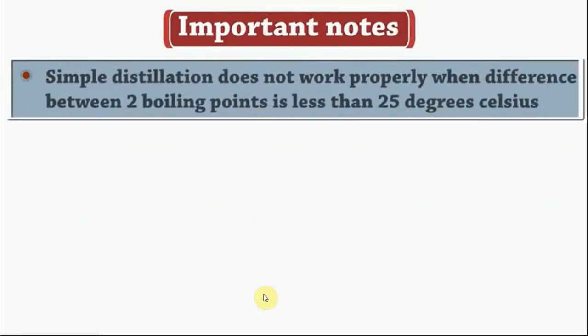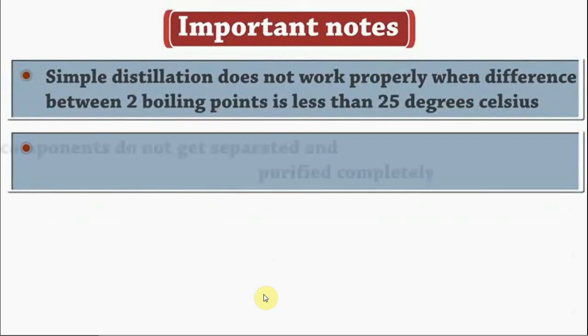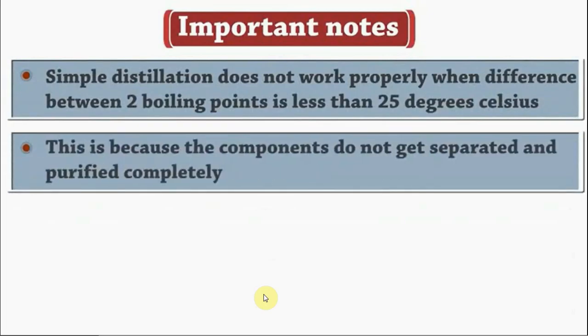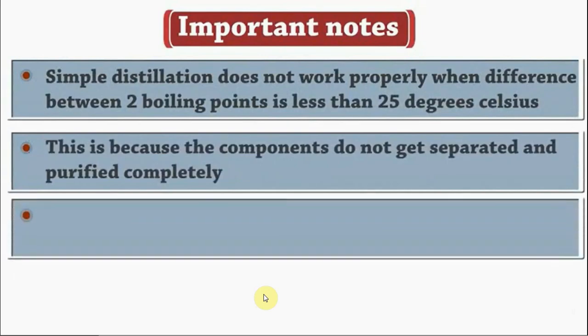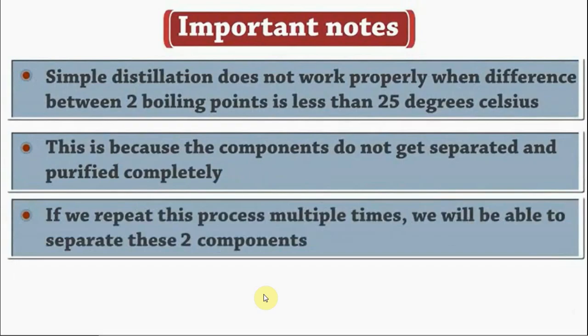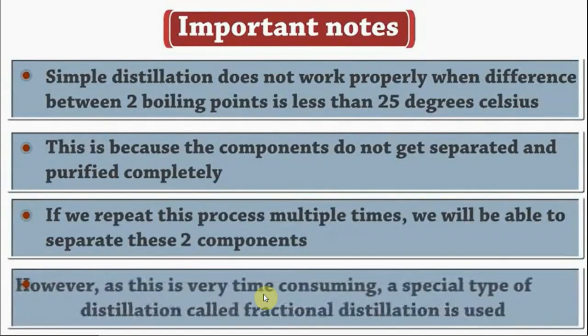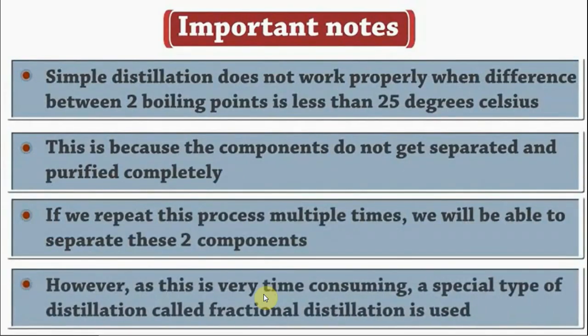Simple distillation does not work properly when the difference between two boiling points is less than 25 degrees Celsius. This is because the components do not get separated and purified completely. If we repeat this process multiple times, we will be able to separate these two components. However, as this is very time-consuming, a special type of distillation called fractional distillation is used.